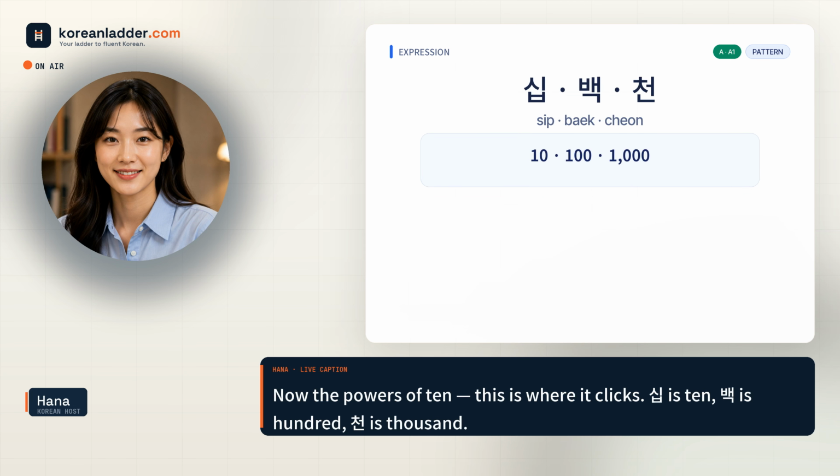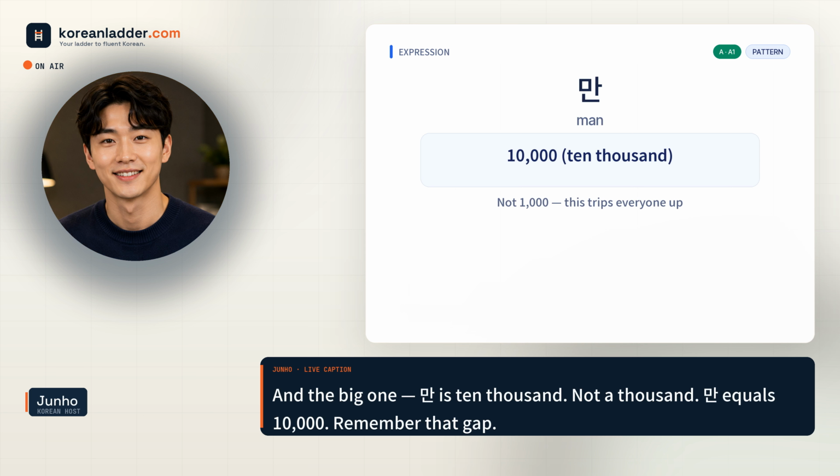Now the powers of 10. This is where it clicks. 10 is 십. 100 is 백. 1000 is 천. And the big one, 만, is 10,000, not 1,000. Remember that gap.